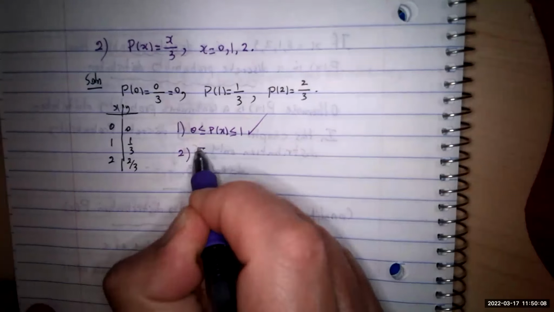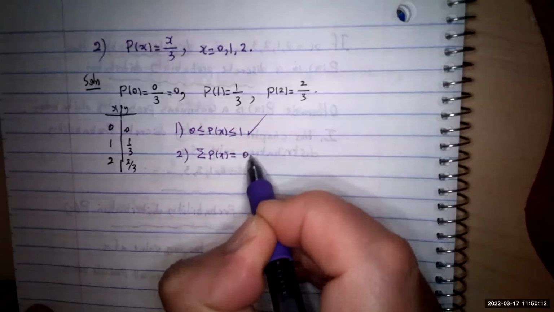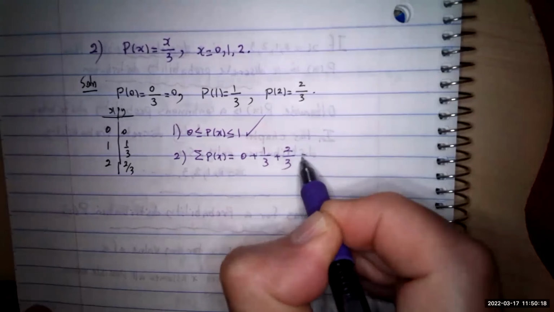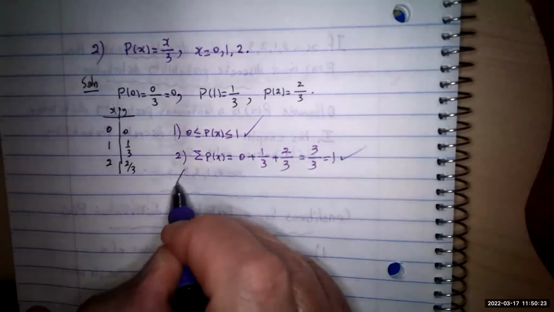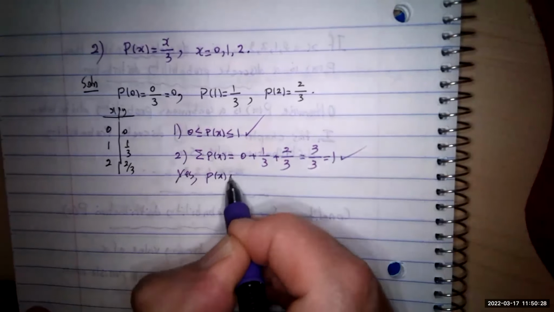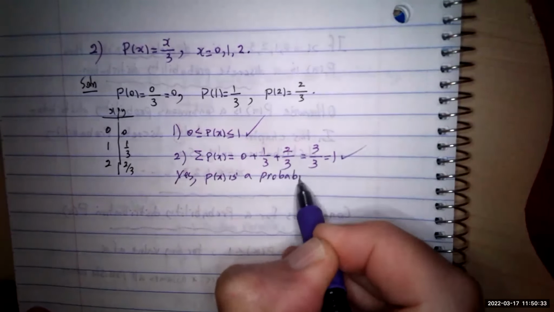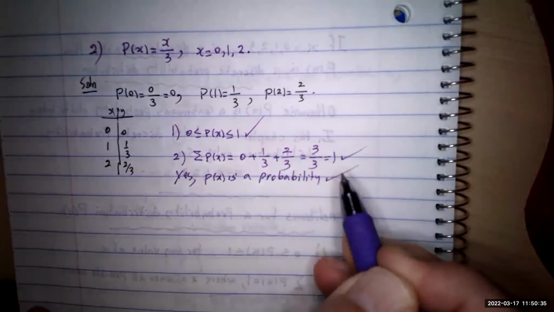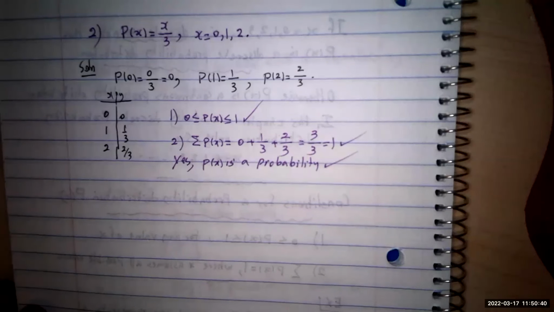Then we get the second condition, the sigma of P(x). We add them together, we have 0, a third, and 2 thirds. So it's going to be 3 over 3, which is equal to 1. So the answer is yes. P(x) is a probability. Okay, so if this is going to be given as a formula, it would be the same thing. Any question?